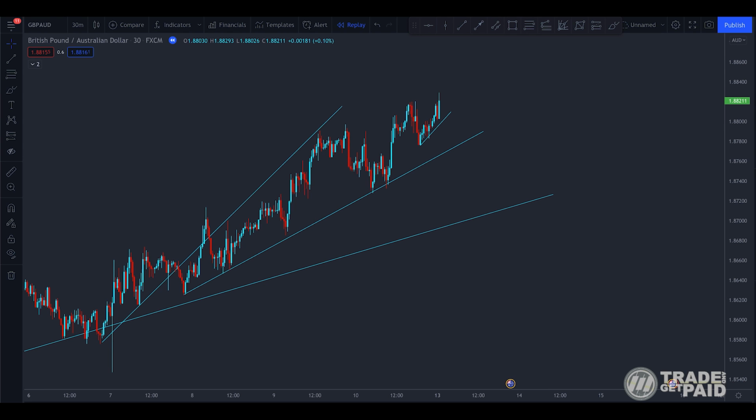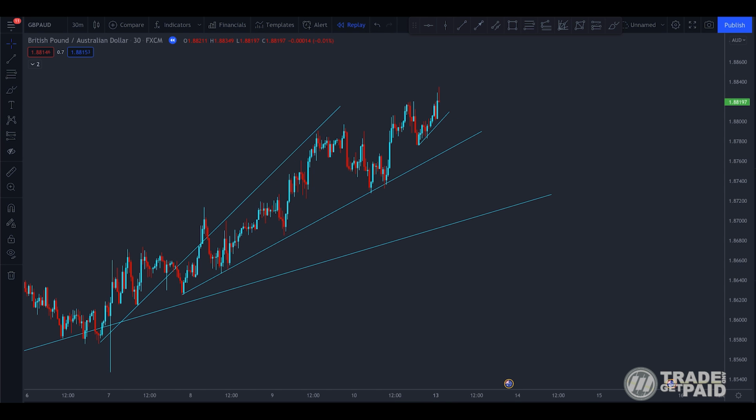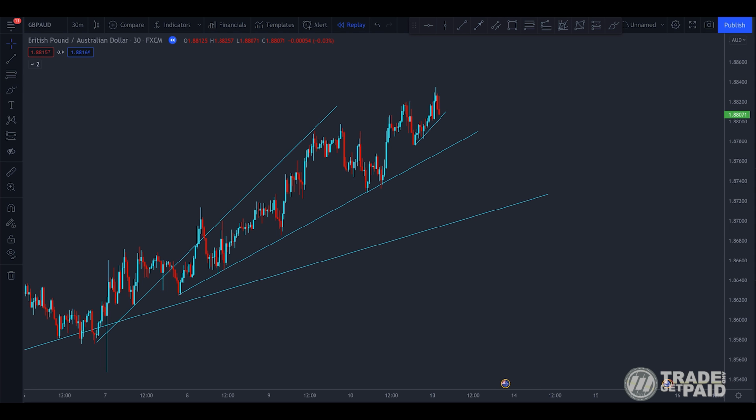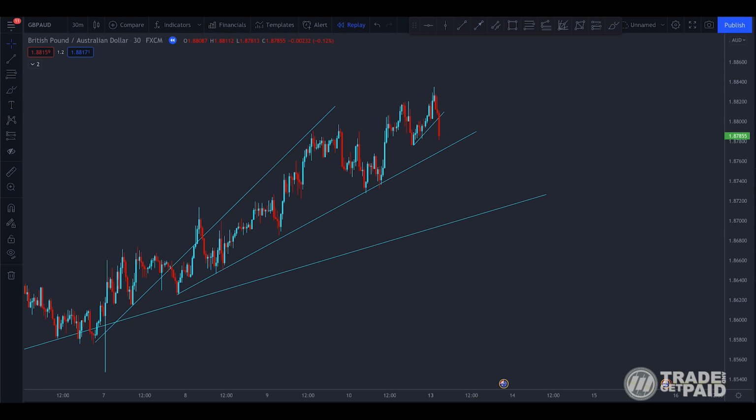There's your push up. There you see that big wick, and that shows you your structure. There it is. Here's the push down. Boom. Right? So instantly, we got this little breakout.